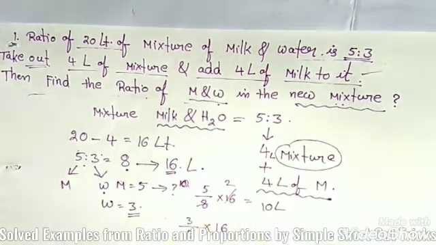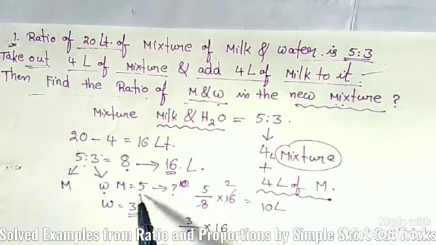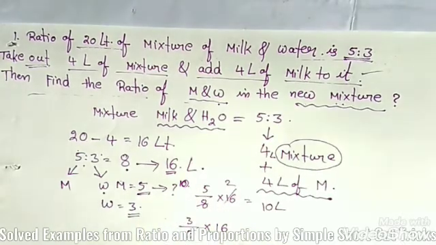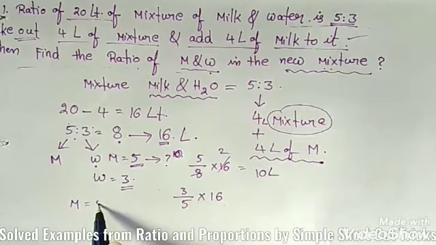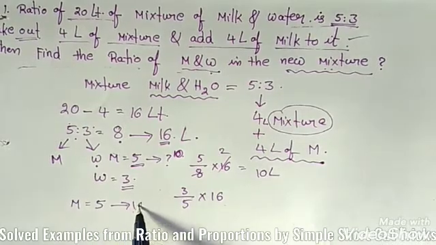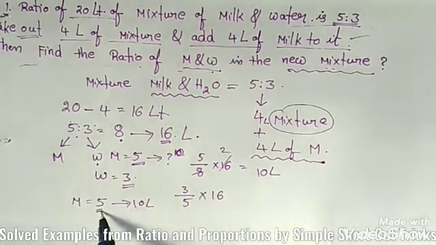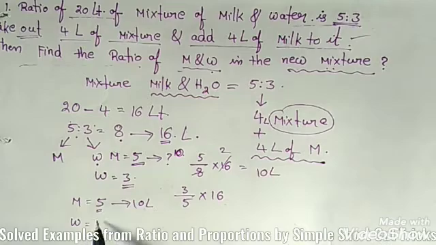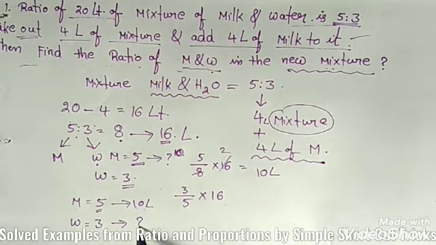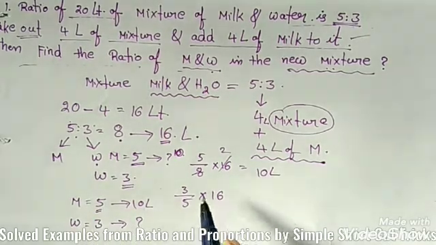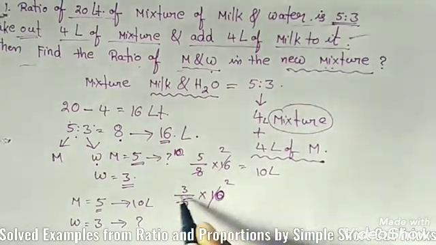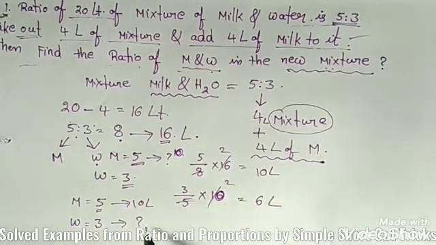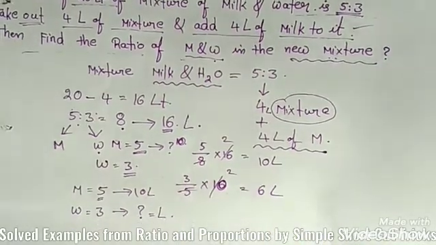Sorry, here 10 is there. I'm going to write clearly here. Milk is 5, then we got 10 liters. For water, the ratio is 3. Then how many liters will we get? Now 3/5 into 10, so 2 times 3, that is 6. Here the answer is 6 liters.